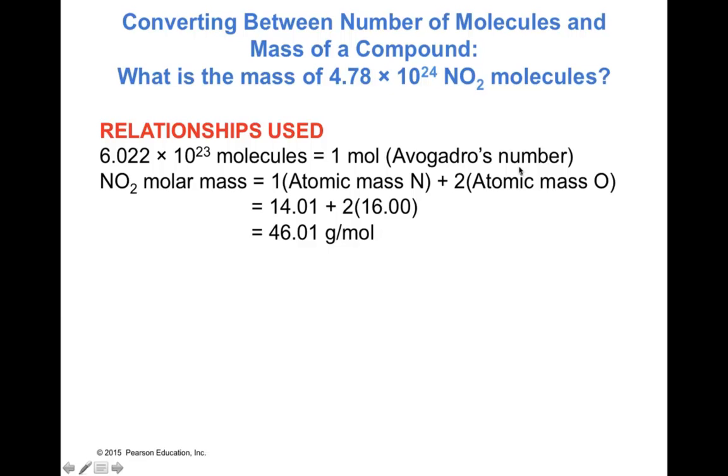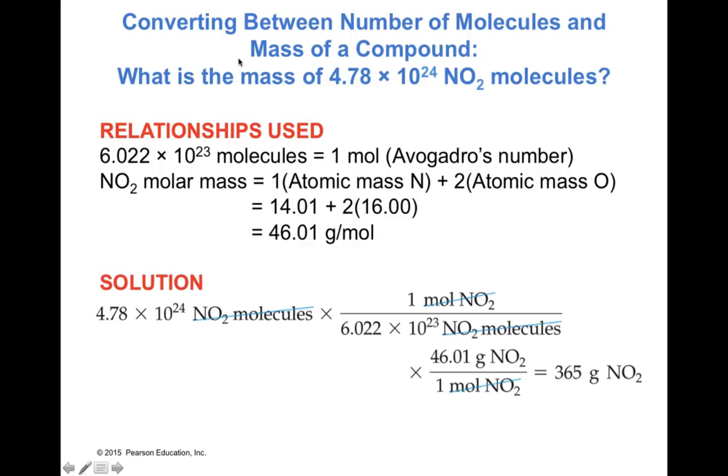So now, going back to the problem, we need to go from molecules to mass. First we change our molecules to moles by using the Avogadro's number conversion factor. We can cancel the molecules here, and then these moles can be canceled by the unit of mole that we find in our conversion factor from the molar mass. So we cancel the moles of NO2, and we have the mass of NO2, which is 365 grams of NO2 in 4.72 times 10 to the power 24 NO2 molecules.